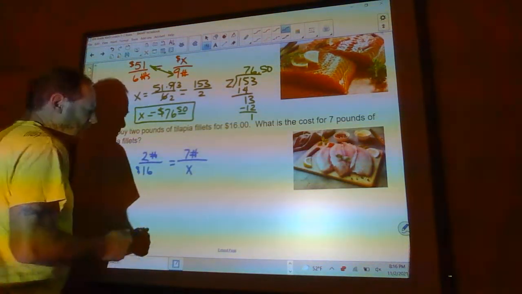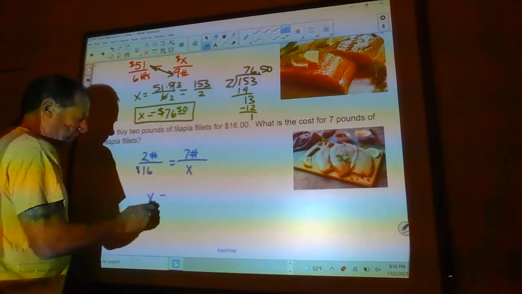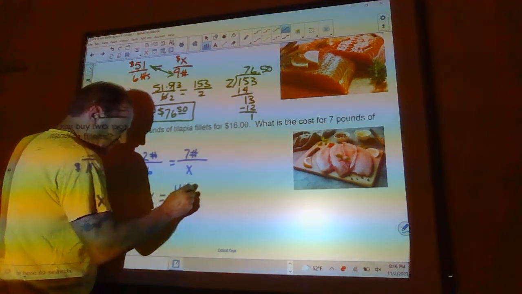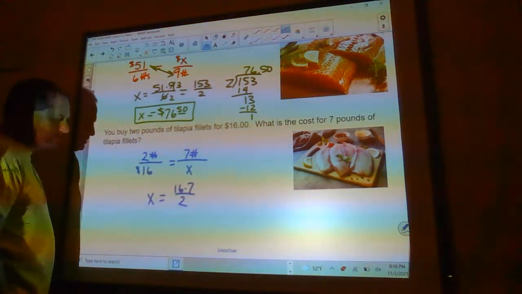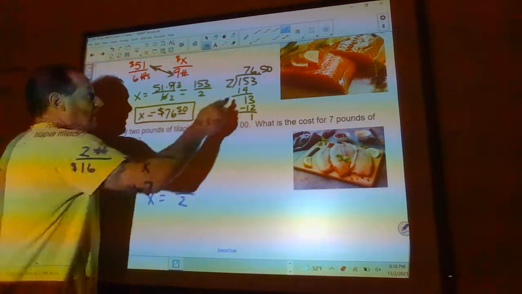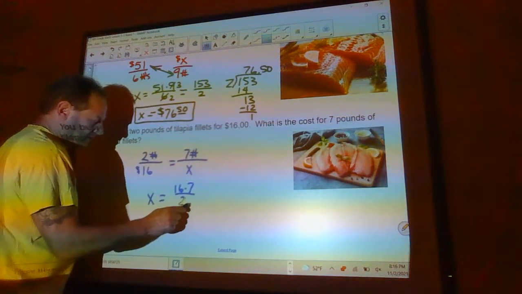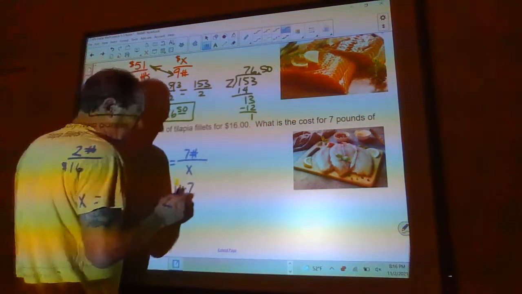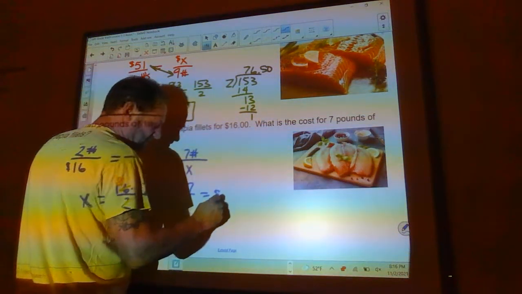Okay, so X is going to be, multiply the two diagonal numbers that I know, so that's going to be 16 times 7 divided by 2. Well, I can do this. I can say 2 goes into 16 8 times, and so I'm going to get 8 times 7 is $56.